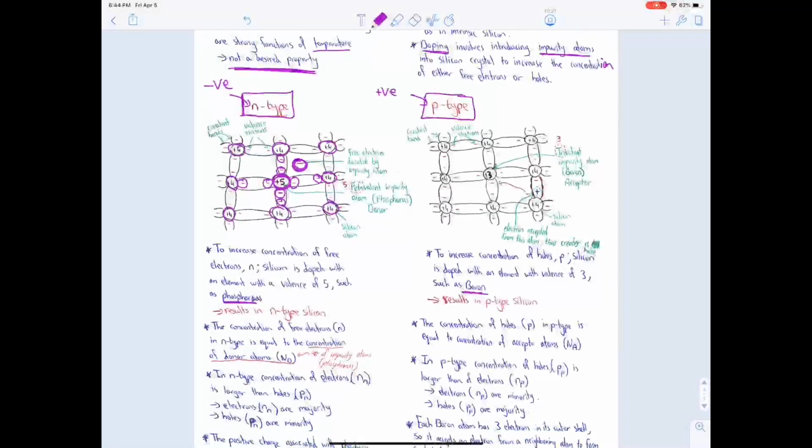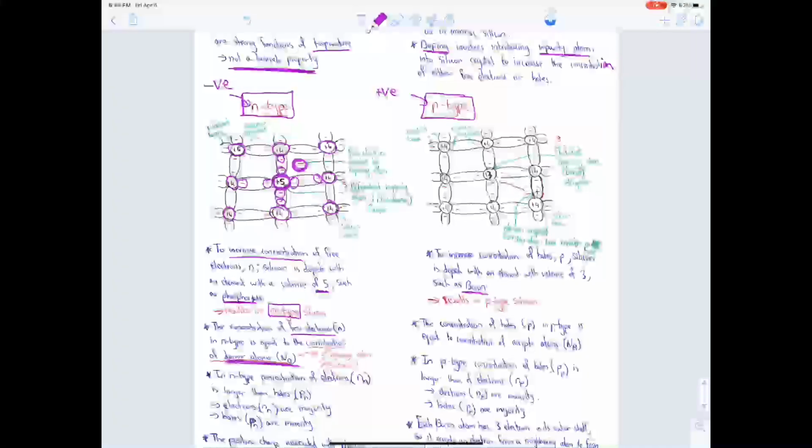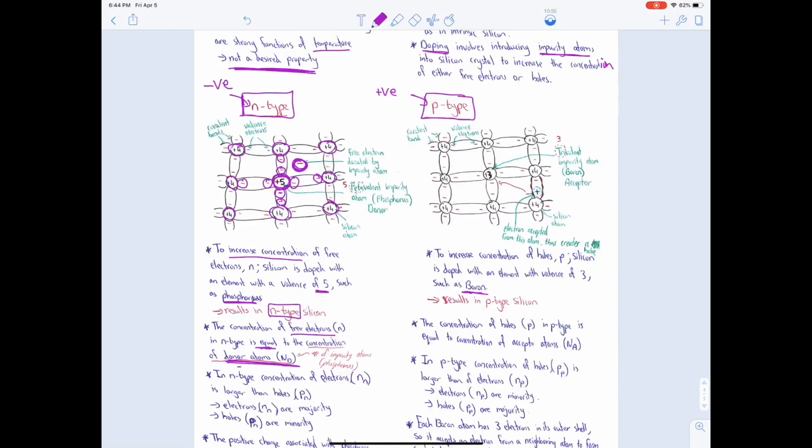So here, to increase the concentration of free electrons, silicon is doped with an element with a valence of 5, such as phosphorus. This results in an N-type silicon. The concentration of free electrons in N-type is equal to the concentration of the donor atoms. What is a donor atom? It's the phosphorus. Why? If you have, for example, one phosphorus atom, then you will have a free electron. If you have two phosphorus atoms, then you will have two free electrons. So that's why they are equal. The free electrons are equal to the donor atoms.